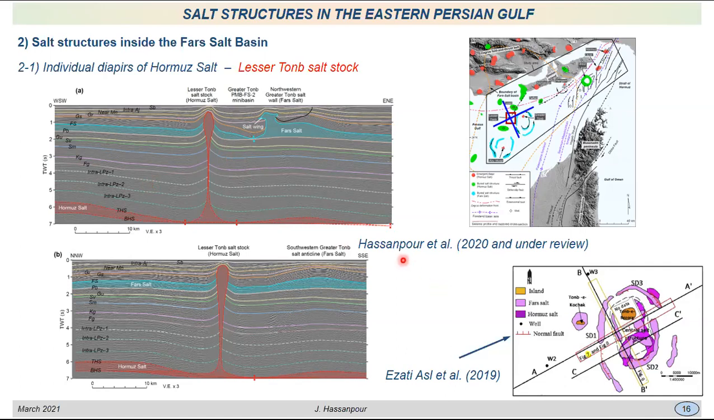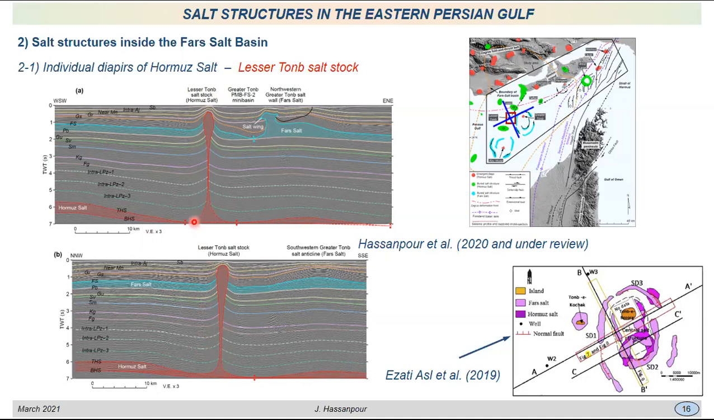This salt diapir is one of those that has been a challenge as to the source of diapirism, whether it is from the Hormuz salt or from the Fars Salt. For example, this study by these authors considered it to be sourced by the Fars Salt, but according to the seismic data interpretation, we don't have any evidence of Fars Salt flow around this salt stock. This one is another salt body which is not related to the Lesser Tunb salt stock, and I will show you later.